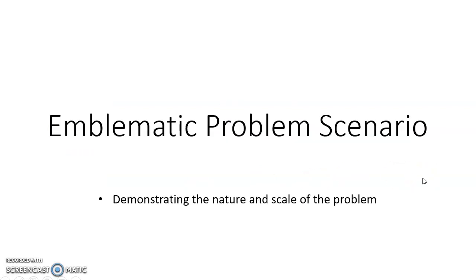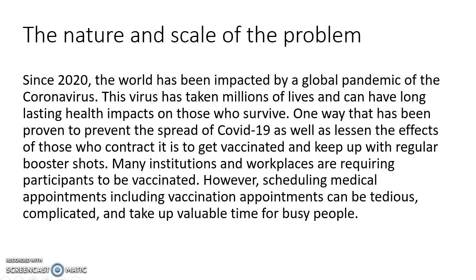Emblematic problem scenario, demonstrating the nature and scale of the problem. Since 2020, the world has been impacted by a global pandemic of the coronavirus. This virus has taken millions of lives and can have long-lasting health impacts on those who survive. One way that has been proven to prevent the spread of COVID-19 as well as lessen the effects of those who contract it is to get vaccinated and keep up with regular booster shots.